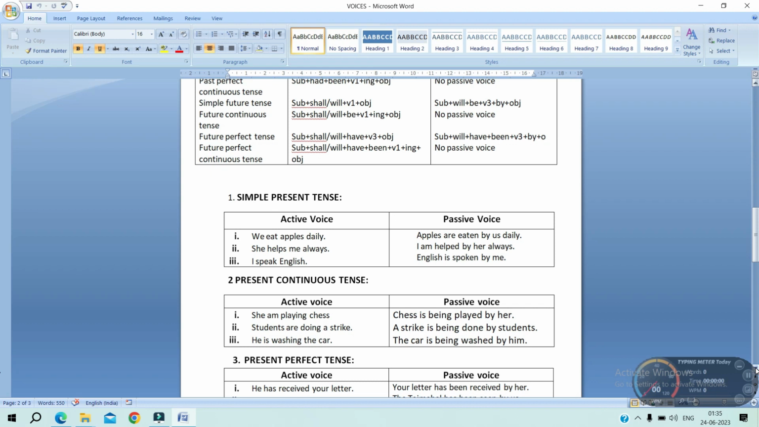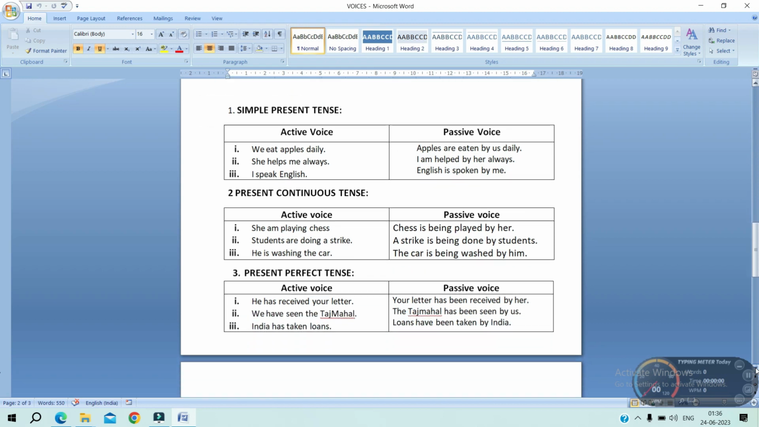Here we'll see some examples in simple present tense. We eat apples daily. This is active voice. And passive voice, apples are eaten by us daily. She helps me always. I am helped by her always. I speak English. English is spoken by me.